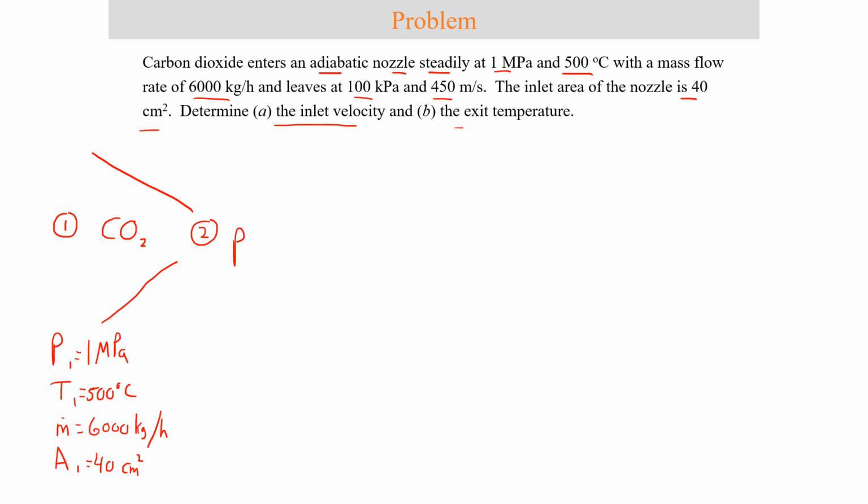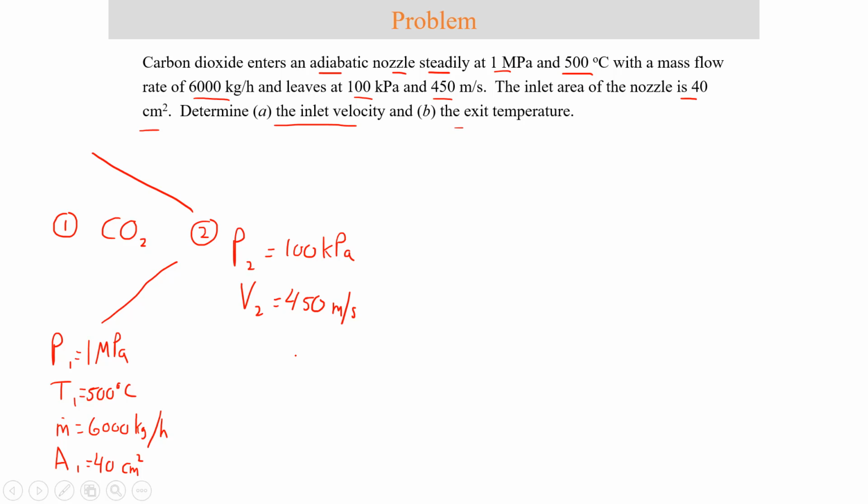It's telling us that at the exit we have a pressure of 100 kilopascals as well as an exiting velocity of 450 meters per second. The next step after the schematic is to go ahead and to draw our assumptions.